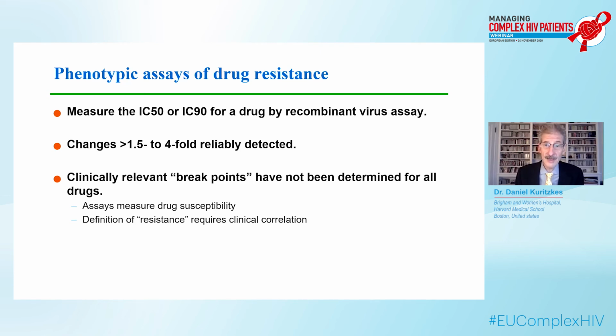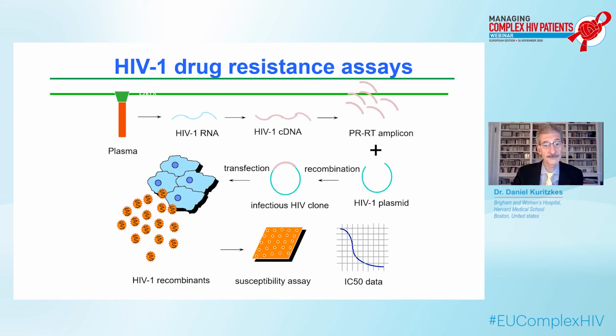The challenge, though, is that unlike for antibiotics and some antifungal agents, we don't really have clinically relevant breakpoints for most of our antiretroviral drugs. We know what the average susceptibility is for a wild-type strain, but we don't know how much of a shift in IC50 is needed before the drug is no longer effective in a patient. So it's important to remember that phenotypic assays measure drug susceptibility, but the definition of resistance requires clinical correlation, and we have that only for some of our drugs and for fewer of the newer agents.